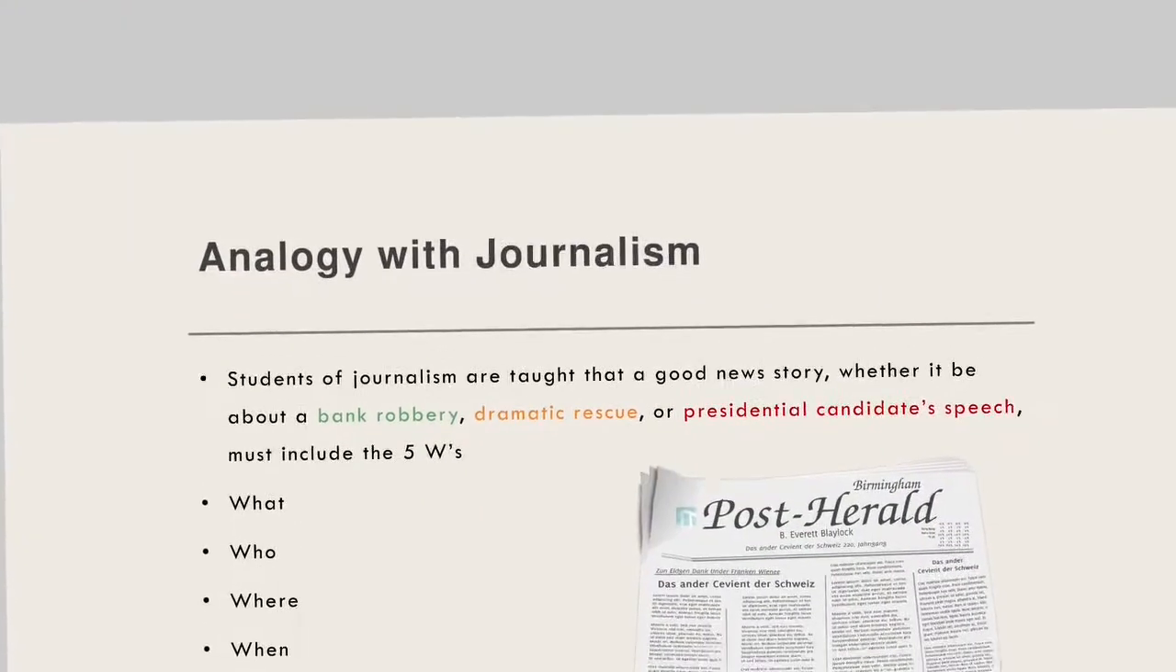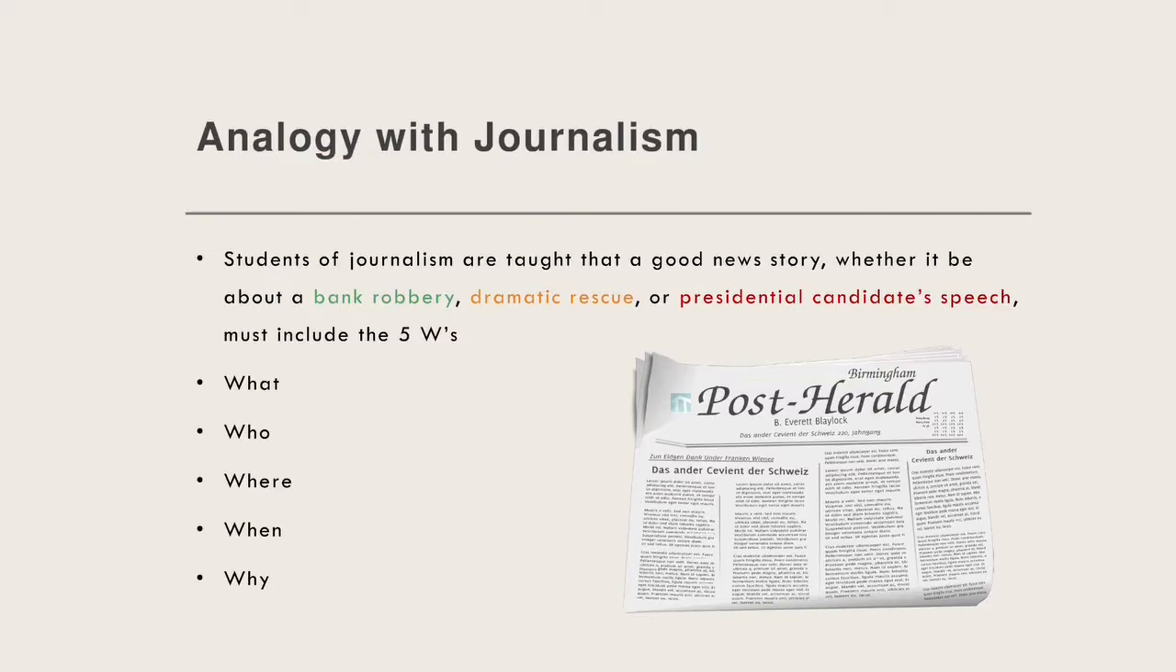So, moving forward towards the analogy between journalism and epidemiology. The definition of epidemiology can be explained with an analogy which explains how health-related states are related to the events in journalism. Students in journalism are taught that good news, like a bank robbery, dramatic rescue, or presidential candidate speech, must include five aspects. These five aspects can be explained with the help of five W's.